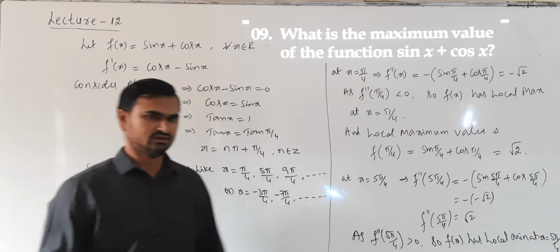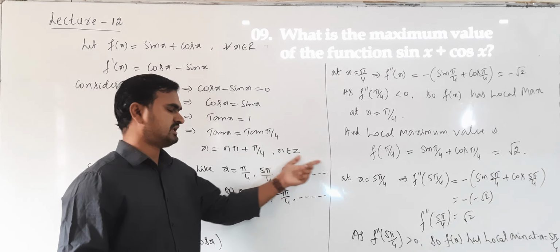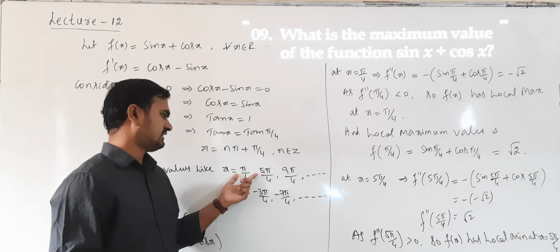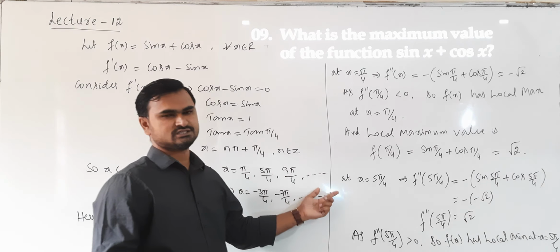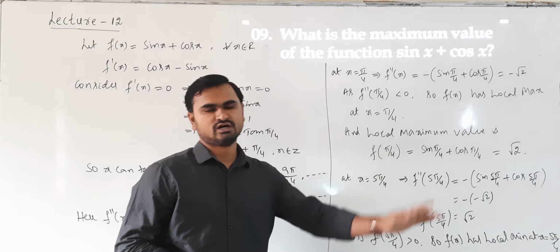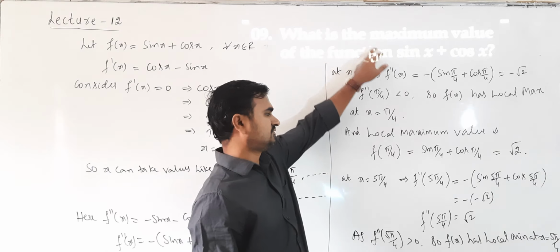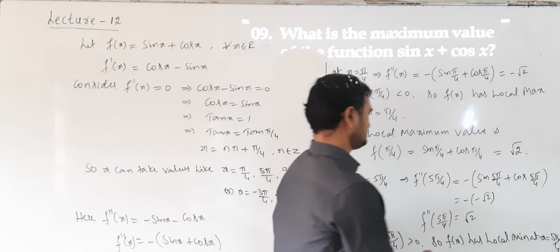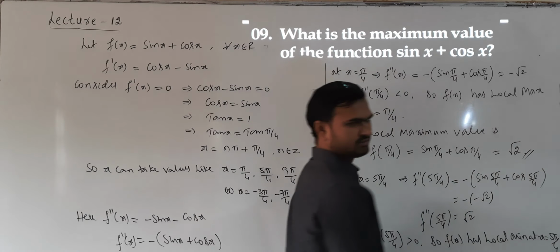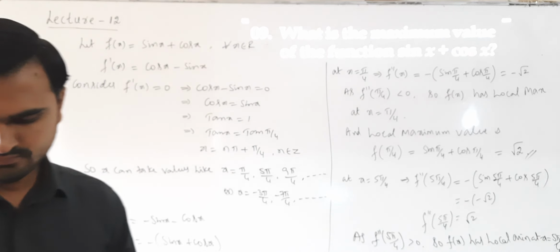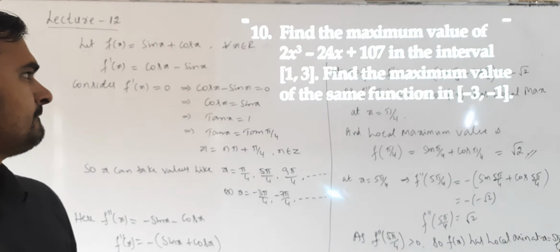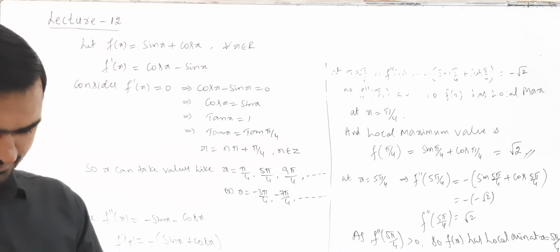Similarly, if we take 9 pi by 4, we will get some value. All these are repeating values. For one angle we get plus root 2, for the other angle we get minus root 2. Out of all those, the greatest is root 2. So the maximum value of the function is root 2. This is what is required. We don't have to find the minimum. Okay, so the next question.